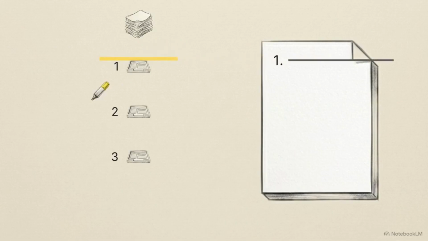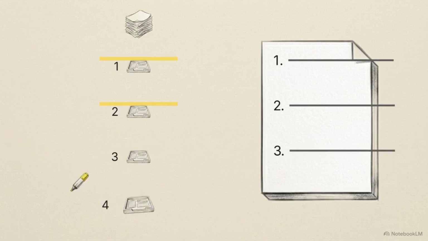This diagram shows the first step. Locate the main idea of each paragraph and highlight the topic sentence. Now copy those highlighted sentences and paste them into your blank document. If a paragraph lacks a clear topic sentence, write a 1-sentence summary of its main point and add that to your list.